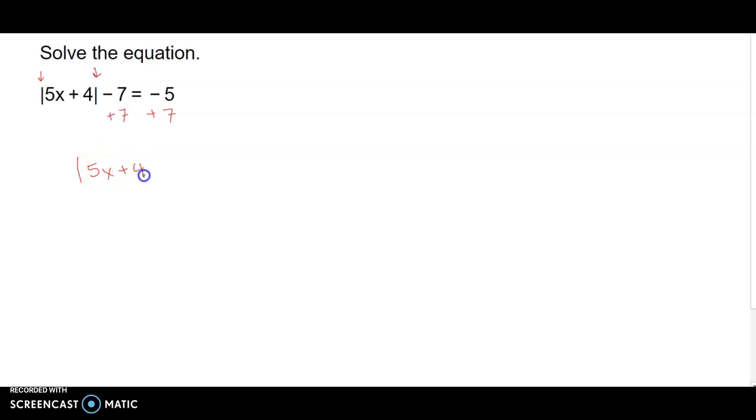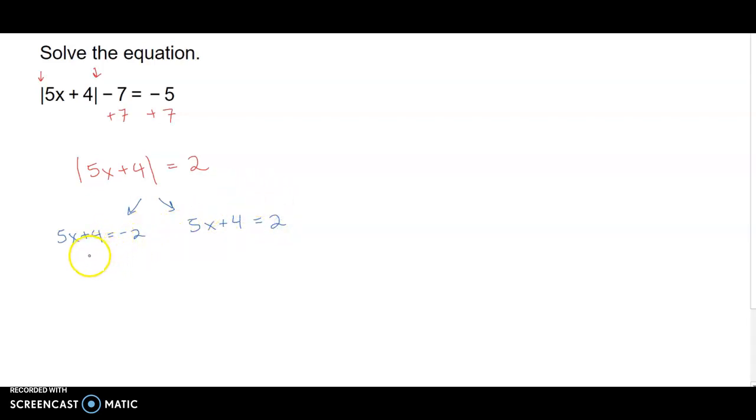So 5x plus 4 is still in absolute value bars equals -5 plus 7, which is 2. Once you've isolated those absolute value bars, then you can split it into two equations. So here's where we do our split. 5x plus 4 could equal -2, or 5x plus 4 could equal +2.